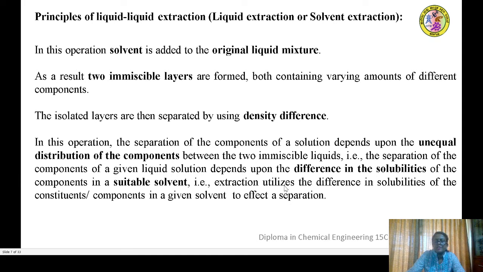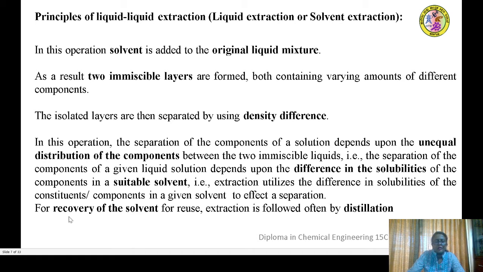So extraction utilizes the difference in solubilities of the components or constituents in a given solvent to effect a separation. It is the difference in solubilities of the components that is responsible for separation from the original liquid mixture. That is how we can achieve a separation in a liquid extraction operation.